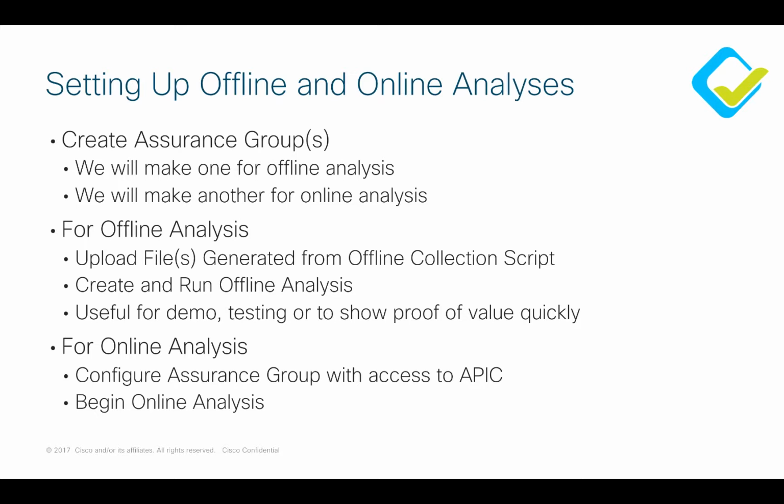So in the context of offline, one of the things that we'll have to do after creating the assurance group is upload a file that we generated from our offline collection script. And then we can attach that file to our assurance group and tell the system to analyze. And then after a few minutes, that analysis will be complete and we can actually start looking at usable data. So let's go ahead and take a look at that.